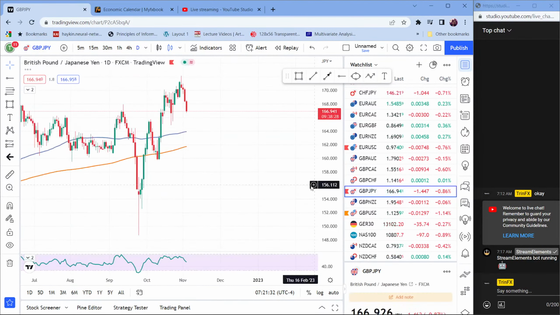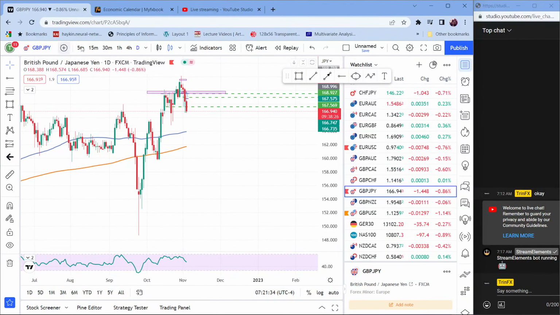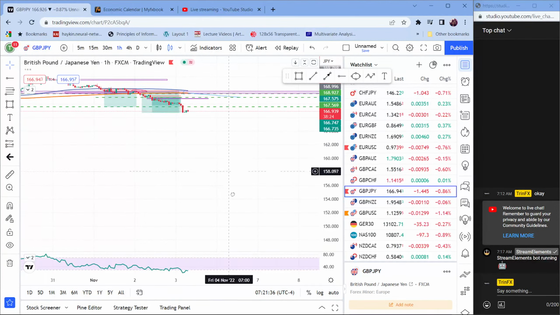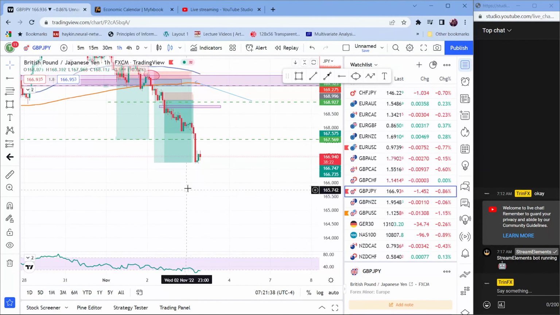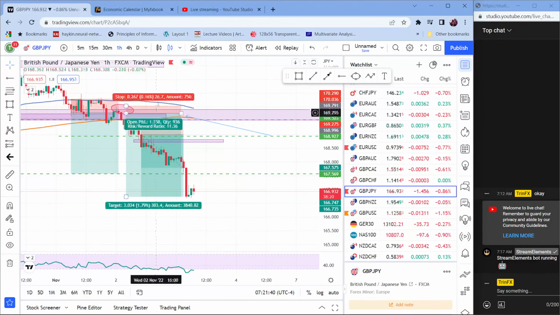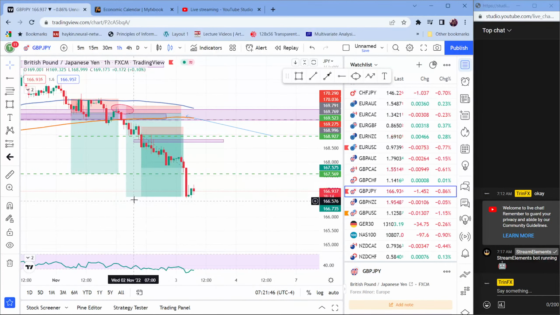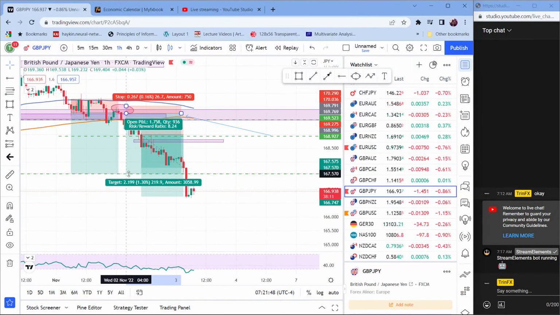We did get some pretty nice moves from the yen. Looking here at JPY, this was one of the trades that we were in. Price played all the way down. First, this would have been an 11% winner if we actually held all the way down here. I think it was somewhere like right around here. So that was like 7-8%.